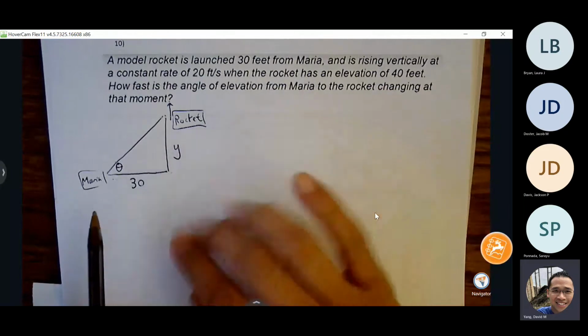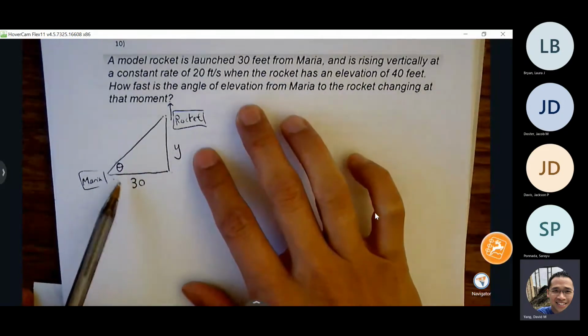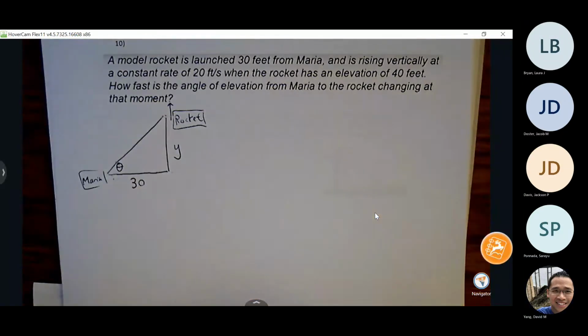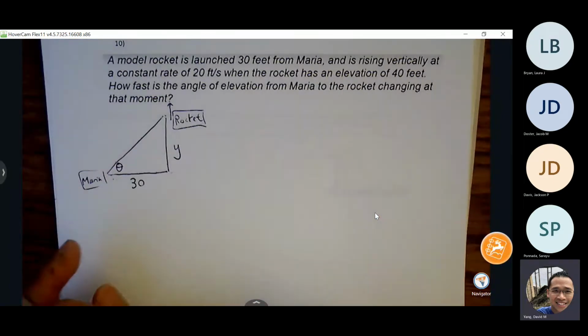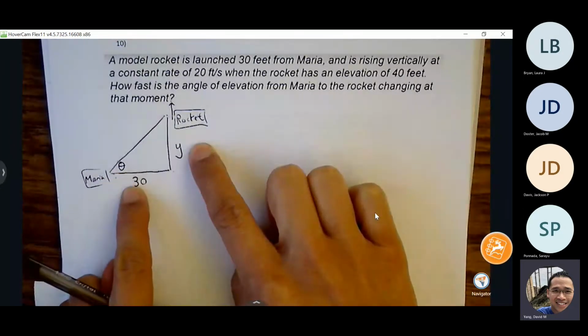Okay, so just based off of what's given to us, we have to rely on a trig equation that's going to hit all three parts. Which one do we use here? Sine, cosine, or tangent? Tangent, right? Because we have opposite and adjacent.